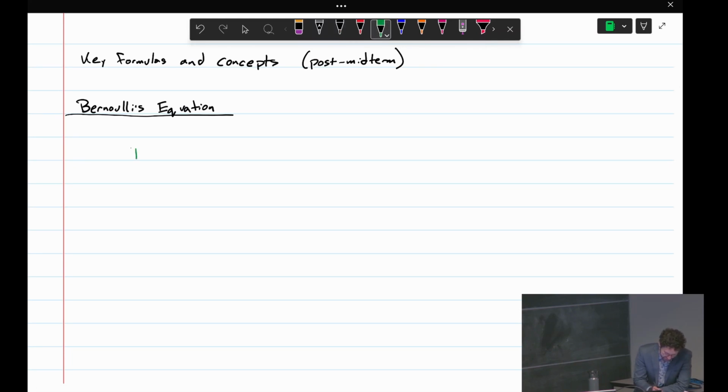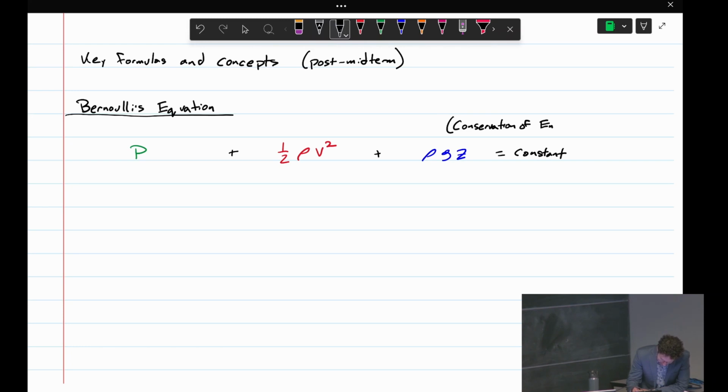So Bernoulli's equation says that P plus 1/2 rho v squared plus rho gz is constant. Remember, this is like conservation of energy. Okay, so P is flow energy, but you can think of it like a type of potential energy.